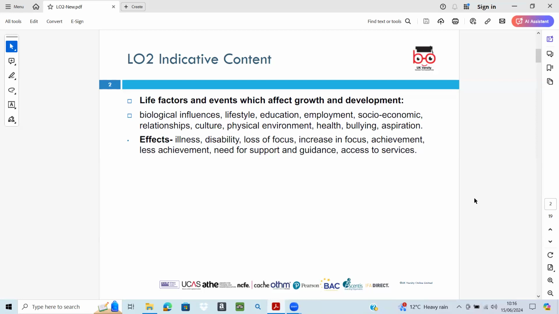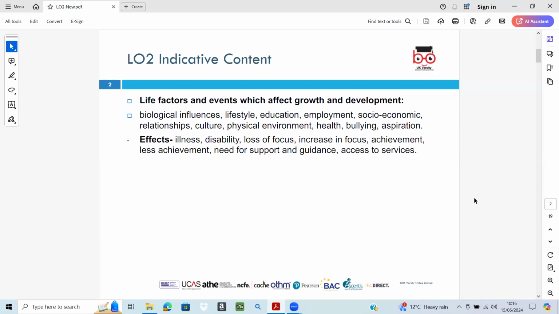Then we have bullying. Bullying can have severe emotional and psychological effects, which impact self-esteem and mental health. An example is that children who are bullied may experience depression and academic challenges as well. Long-term effects can include psychological trauma and social withdrawal, impacting future relationships and career prospects as well.